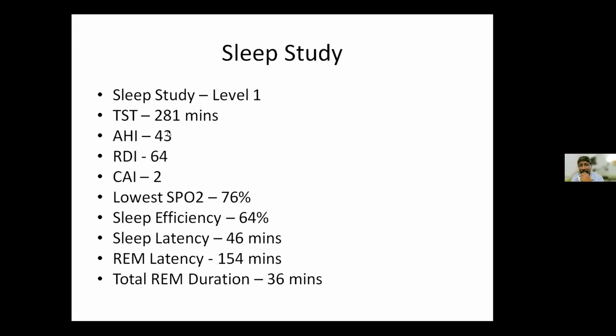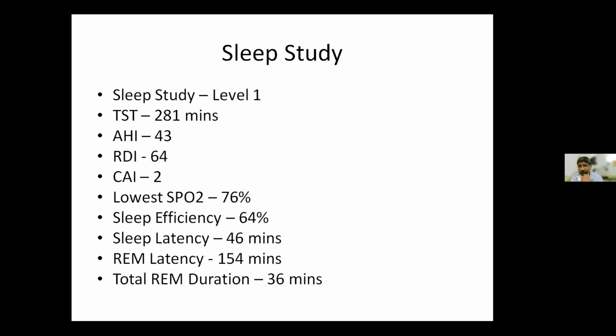So AHI 43 classically tells that he has apneic episodes, and arousal index is also good enough to say a lot of sleep disturbance is happening, and both are giving sleep disturbance, and excessive daytime sleepiness could be the reason for this.